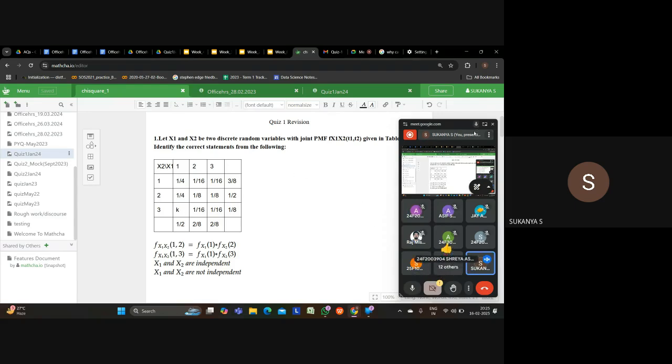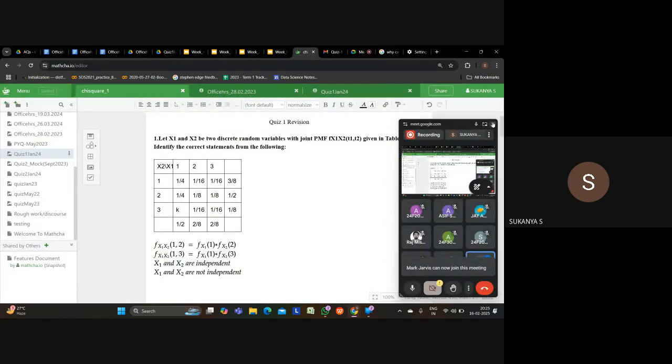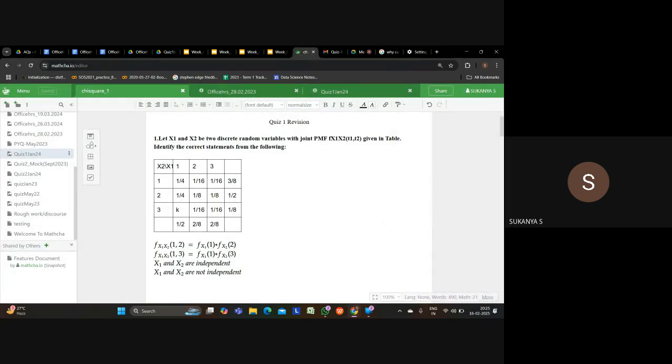Okay, so what is the first question? It says x1 and x2 are two discrete random variables, and the joint PMF is given here. We want to find whether x1 and x2 are independent, and also we want to find the probability of these two special cases. Now, can anyone tell me when we can say that x1 and x2 are independent?